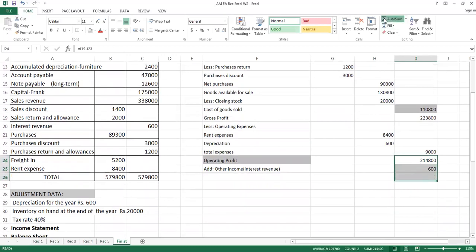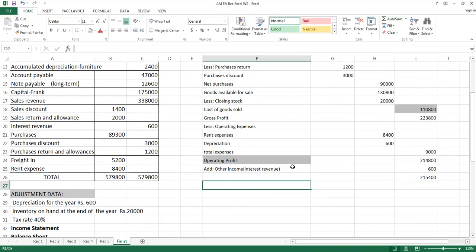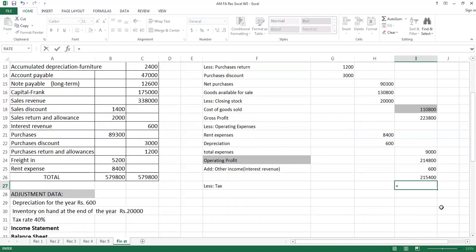So the sum of these two, I'm not giving it any title because this is a subtotal, but this amount is important because this is the amount on which you will apply the tax rate. Remember that tax will take this information and multiply the rate which is given in the question. Right now you can see that the tax rate is 40%. So this 40% will be applied here as 0.4.